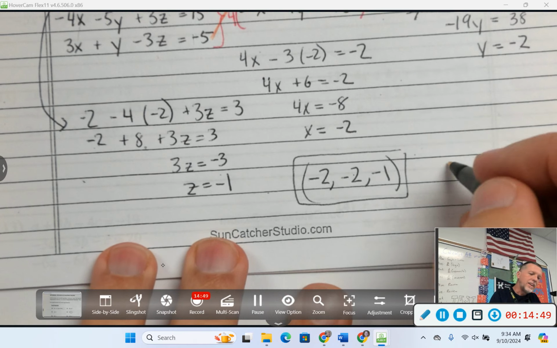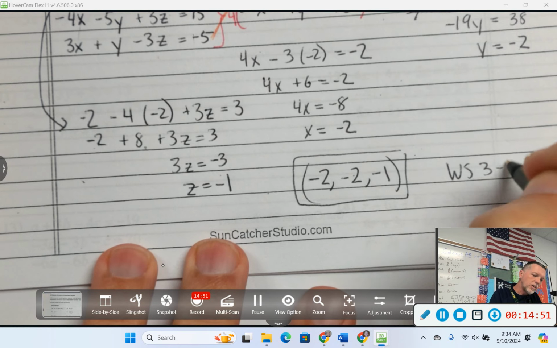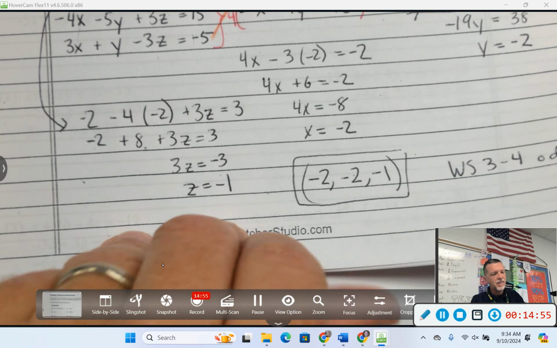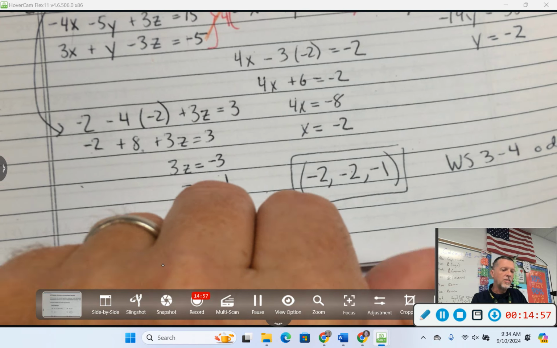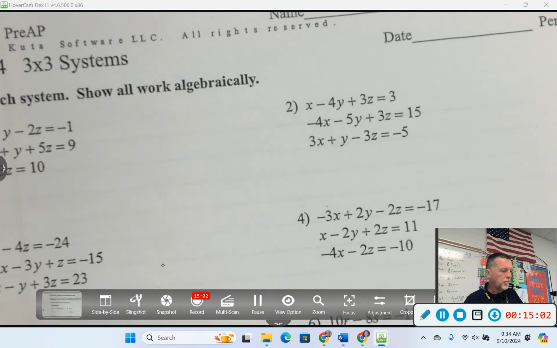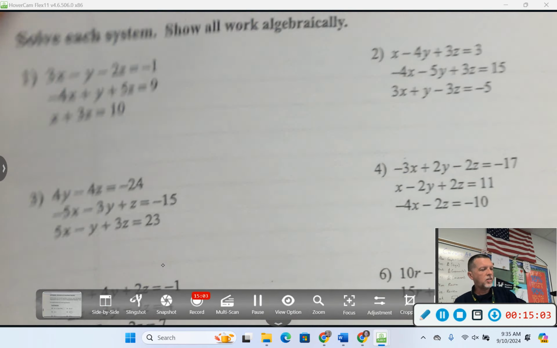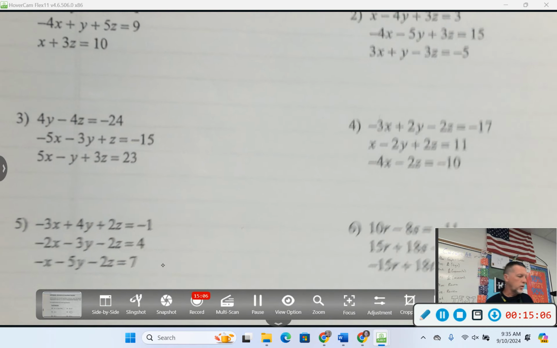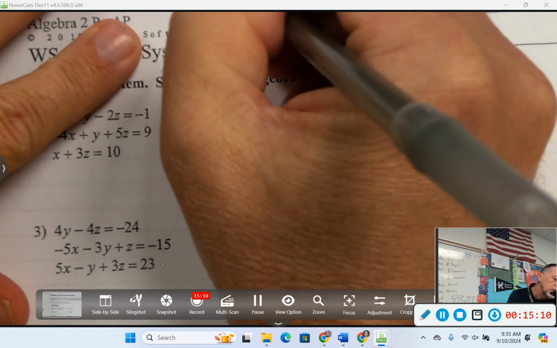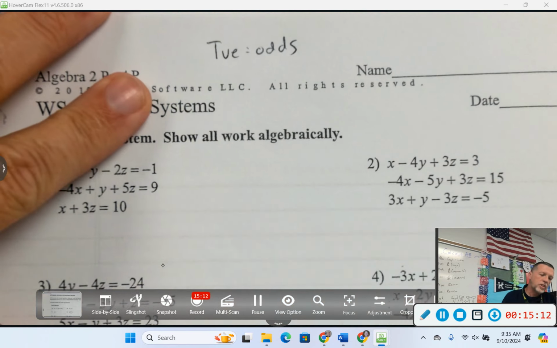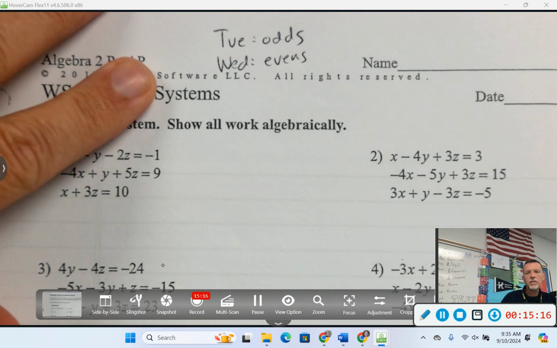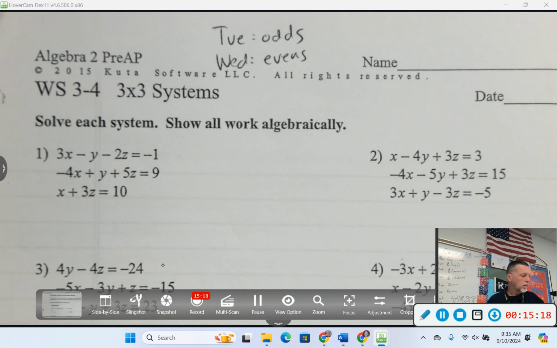Okay. Today's assignment is worksheet 3-4, but just the odds. Tomorrow we'll do the evens, so don't get your marker out and black them out or anything. So turn to the next page, worksheet 3-4, 3x3 systems. Tuesday odds, Wednesday even, so you get a sneak peek at what we're doing tomorrow.